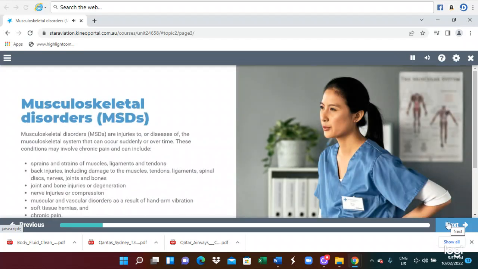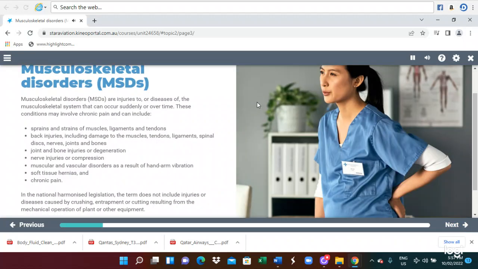Musculoskeletal disorders, MSDs, are injuries to or diseases of the musculoskeletal system that can occur suddenly or over time. These conditions may involve chronic pain and can include sprains and strains of muscles, ligaments and tendons, back injuries, including damage to the muscles, tendons, ligaments, spinal discs, nerves, joints and bones, joint and bone injuries or degeneration, nerve injuries or compression, muscular and vascular disorders as a result of hand-arm vibration, soft tissue hernias, and chronic pain.